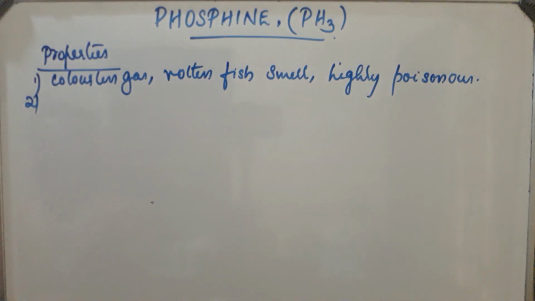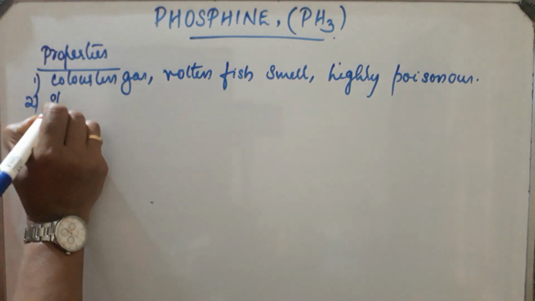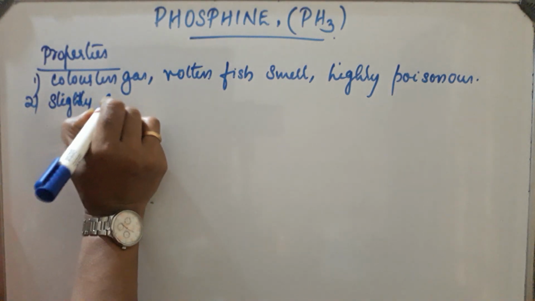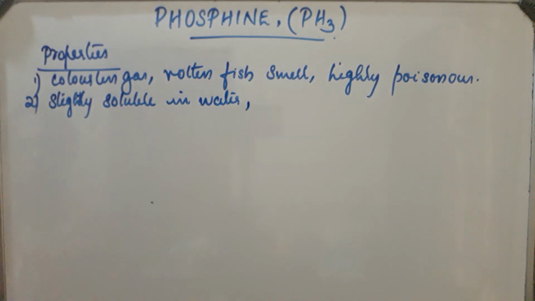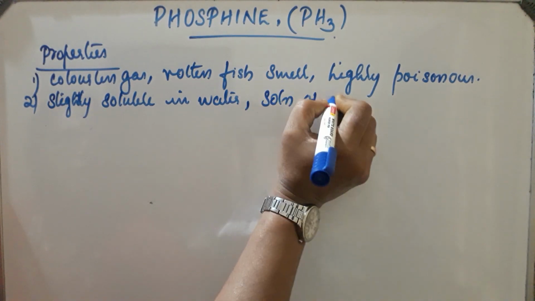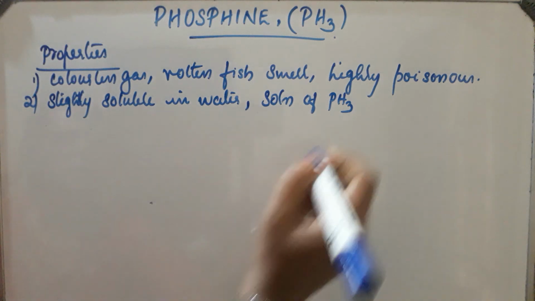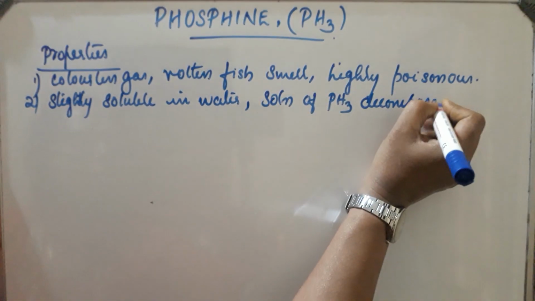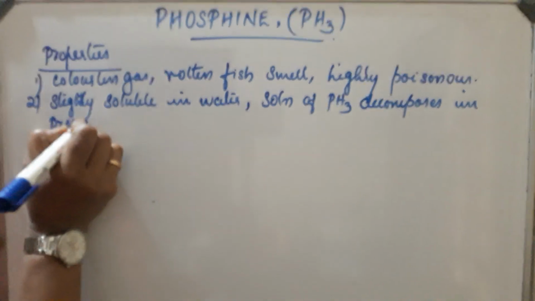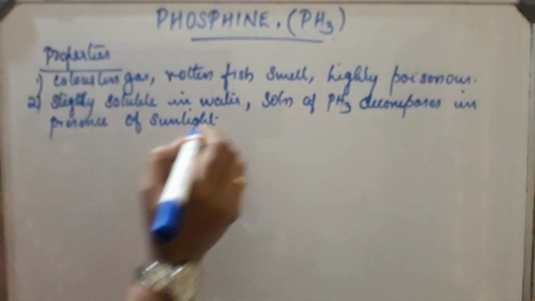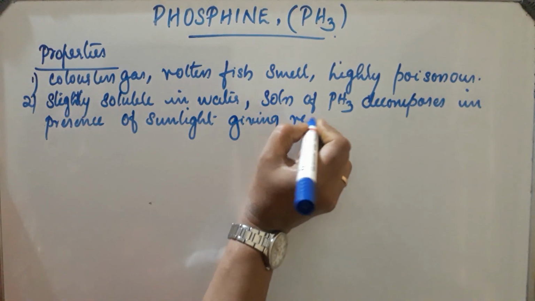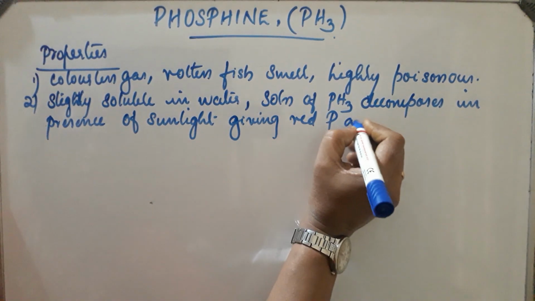Next, it is slightly soluble in water. The solution of PH3, that is phosphine in water, decomposes in the presence of sunlight and forms red phosphorus and hydrogen.